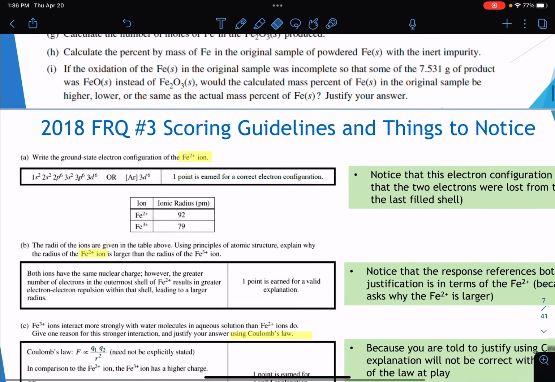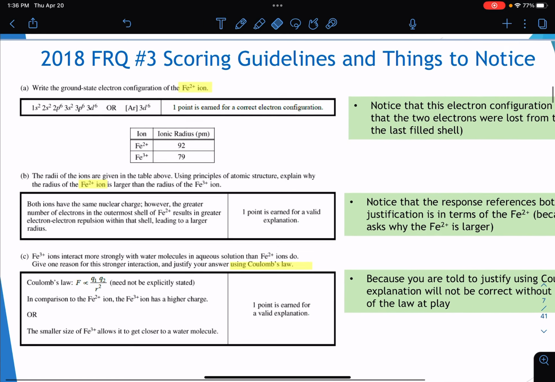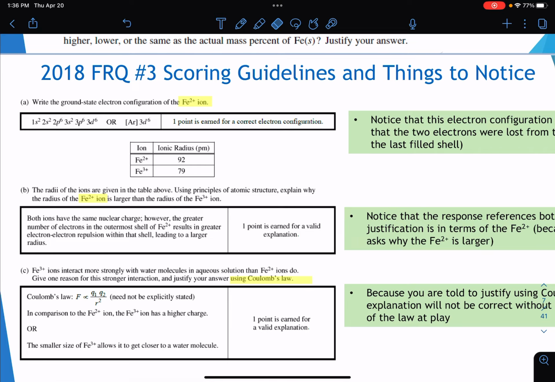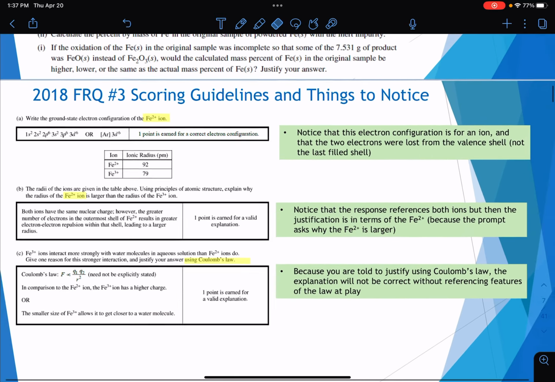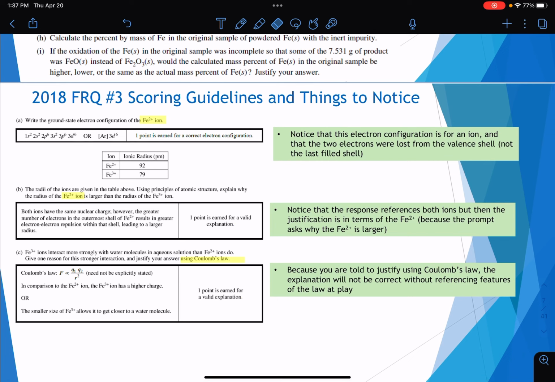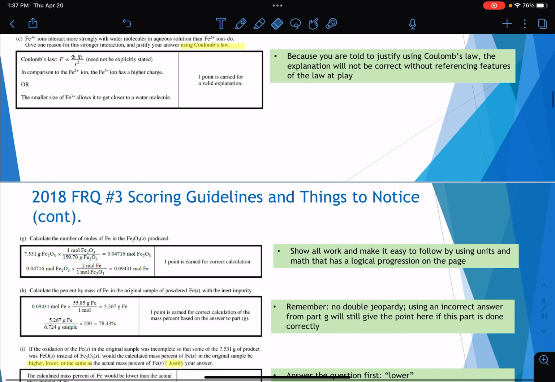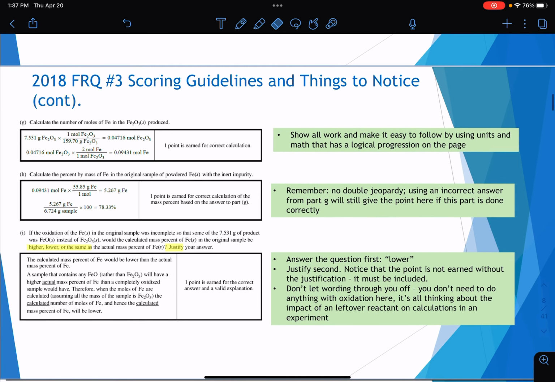All right, here are the answers. Here's the first couple of answers here. You can write out the electron configuration, and then here's some extra in this green highlighted, just some extra things you should take note of, and specifically what the AP graders are going to be looking for. And here's the remaining answers for the question.